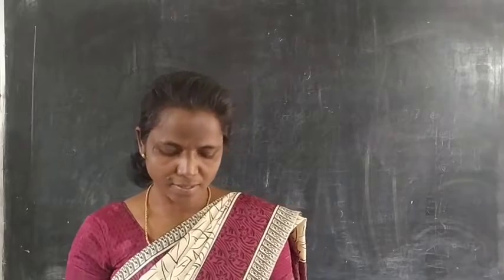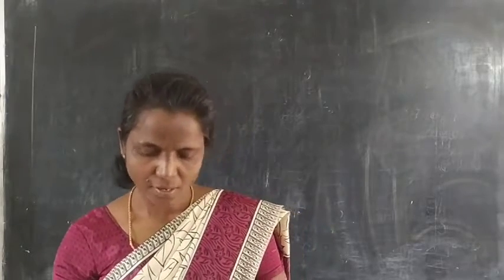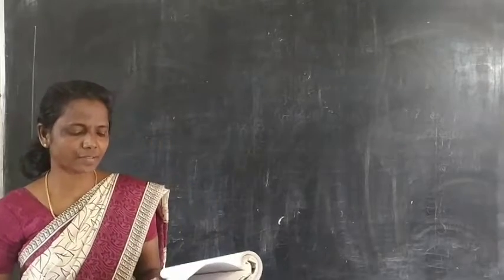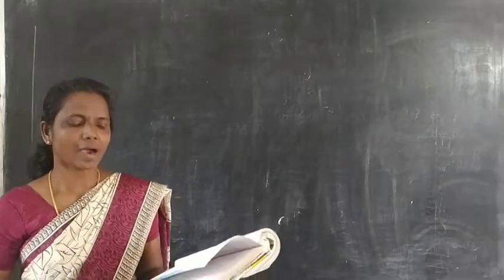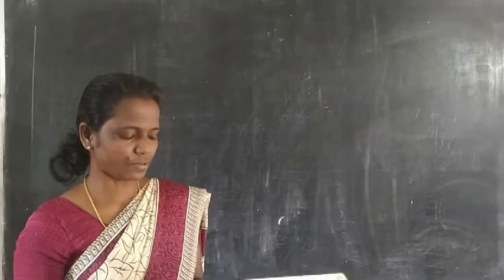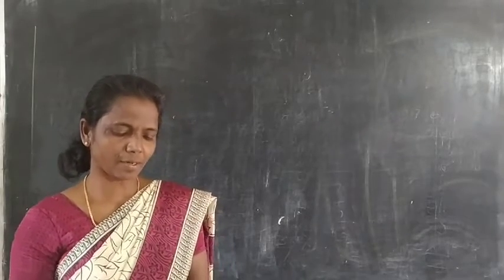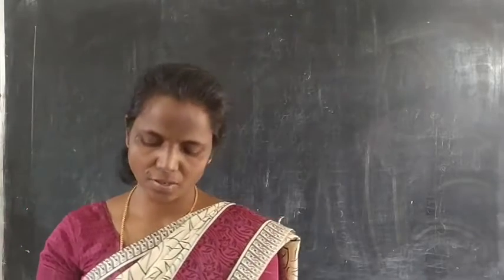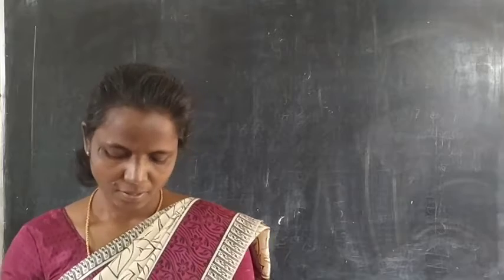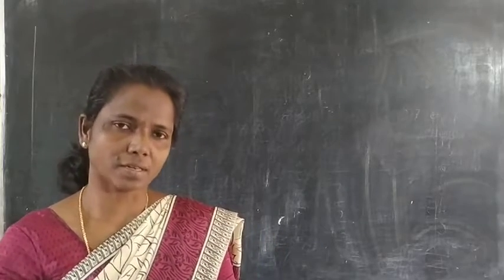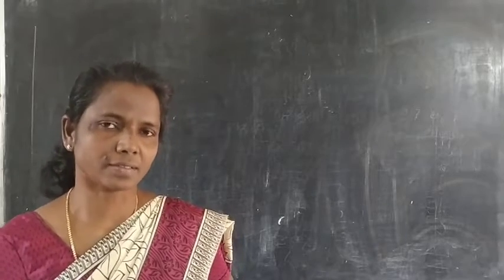Exercise 7.5. It's a first question. Write a fraction appropriately as addition or subtraction. This has how many questions? A, B and C. This question you can find the answer yourself. Then look at this figure carefully and write its answer.